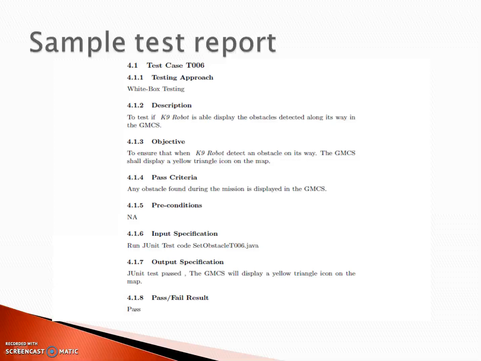A test report will specify the testing approach, whether it is white box testing or black box testing. The test report will have a small description about the test done, the objective of the test, and the passing criteria for the test to pass. The testing report will also have preconditions that we must fulfill before we start testing. It will have an input specification specifying the input values for testing and an output specification specifying the desired output. The team member then will determine whether the test passed or failed based on the difference between output and desired output.